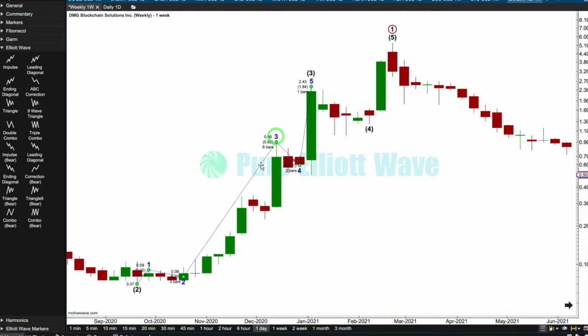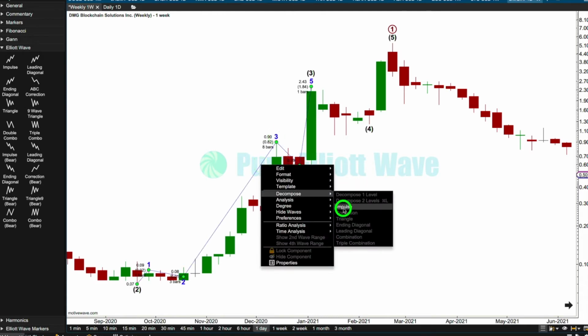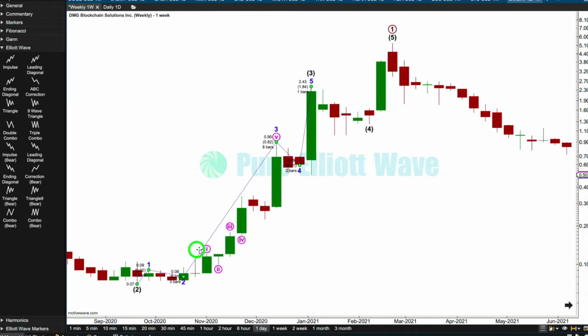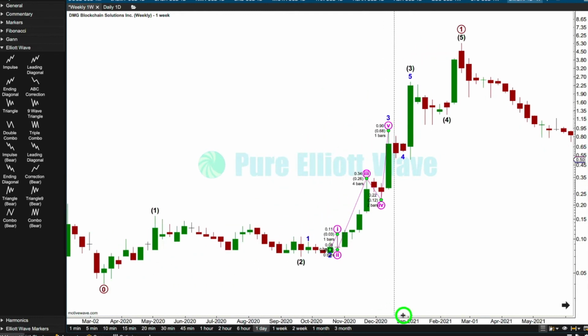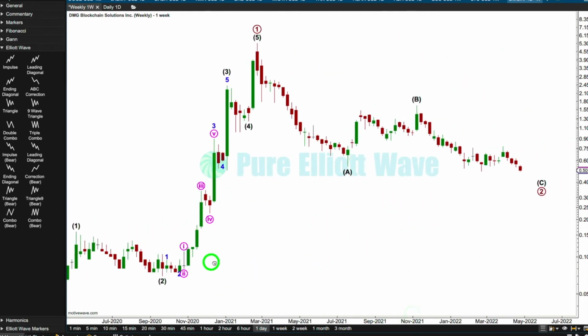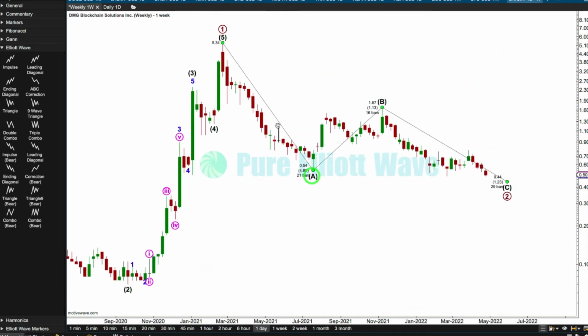Let's put some labels in on 3. I don't think we're going to have trouble with this. This is a doji. We'll have 1 and 2 here. Then 3 and 4 here. Okay. And then the big question is going to be, is this bear market over for DMG blockchain? Nope. Let's put this up here. And put this down here.